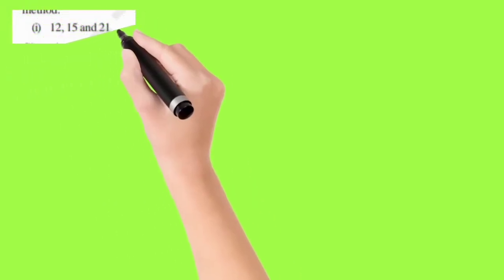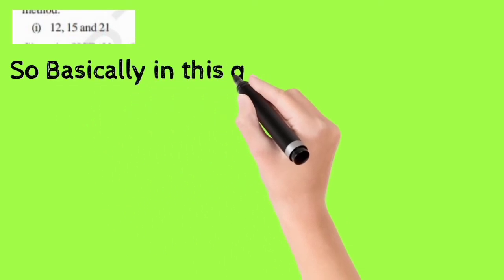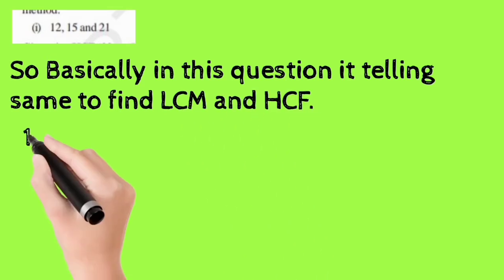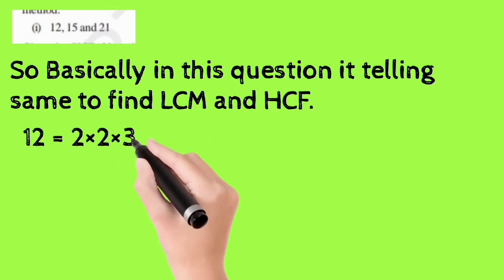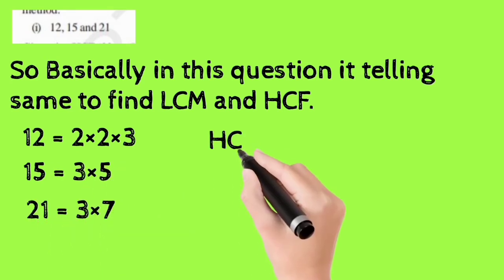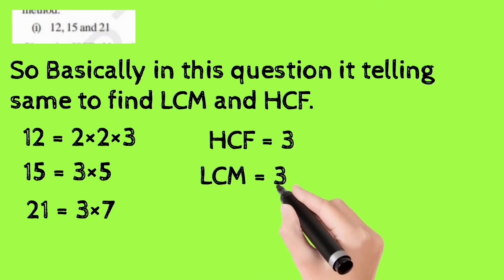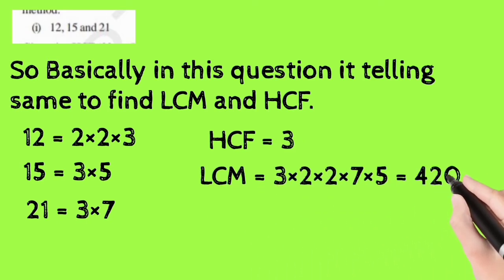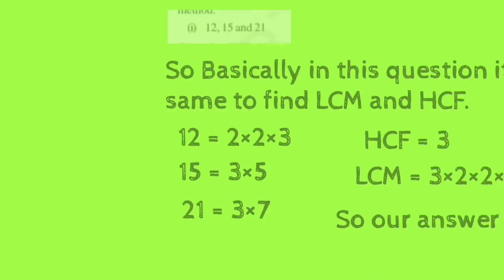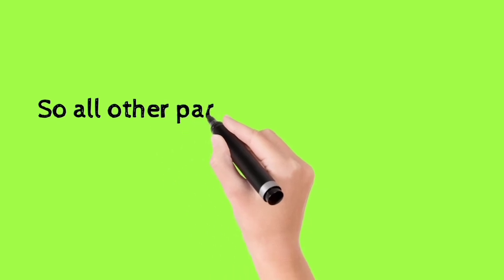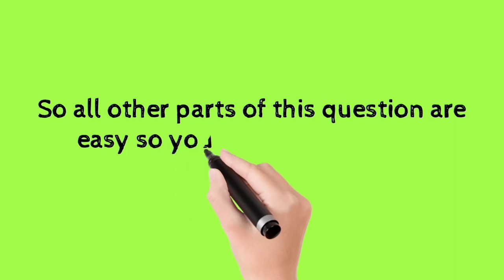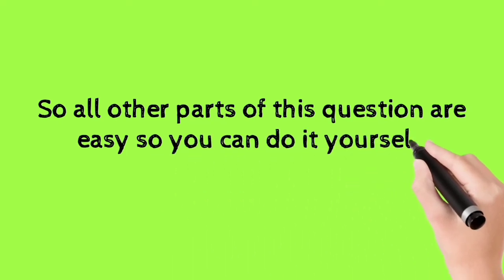So basically in this question it is telling us to find the HCF and LCM of the respective numbers. So 12 is equal to 2 into 2 into 3, 15 is equal to 3 into 5, and 21 is equal to 3 into 7. So the HCF of these numbers will be 3 and LCM is equal to 3 into 2 into 2 into 7 into 5, which is 420. So our answer has come. All other parts of this are quite similar, so you can do them yourself. It's very easy.